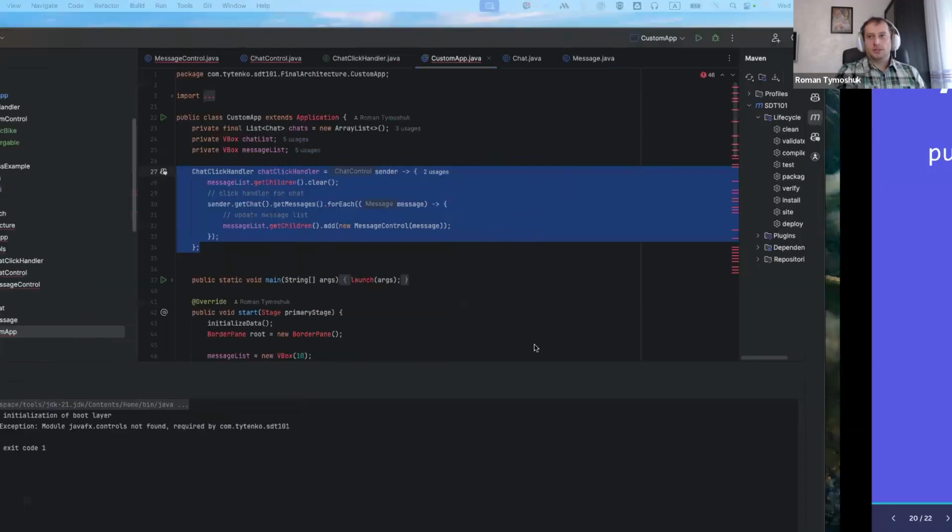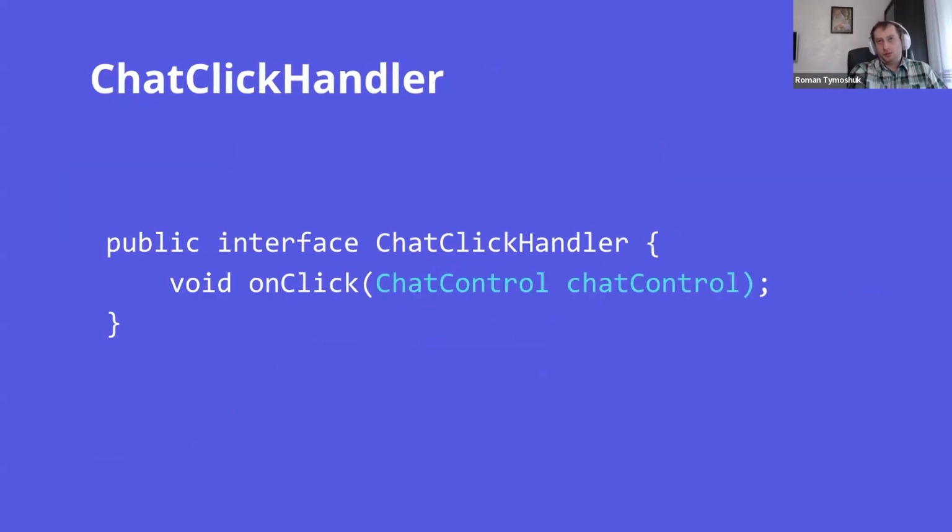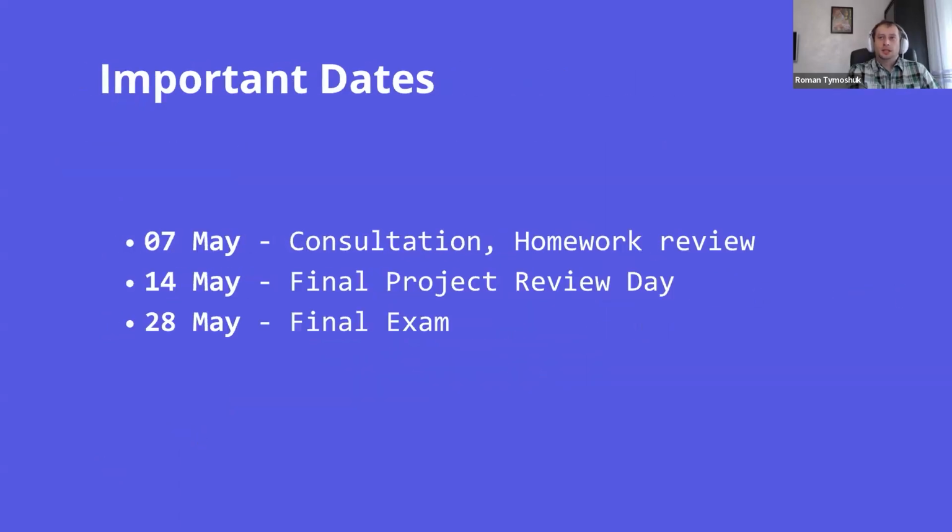Yeah, let's go back to the presentation. So, an additional benefit of using multiple interfaces is that we can use them as functional ones and define them as Lambda functions here. Good. Yeah, so here is what I've already displayed, how the chat click handler looks like. It's only an interface with one method. It accepts chat control, and we can define this implementation, and we are defining it actually here. Sender is a chat control. Good.